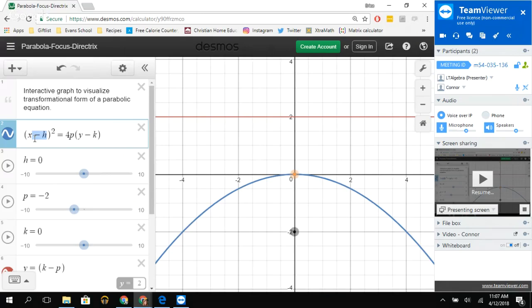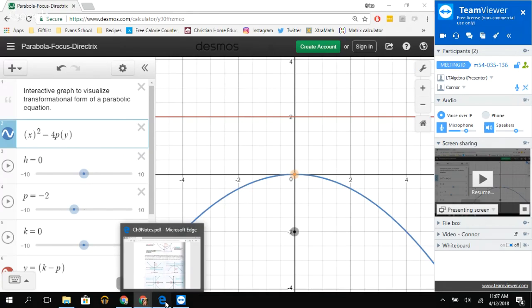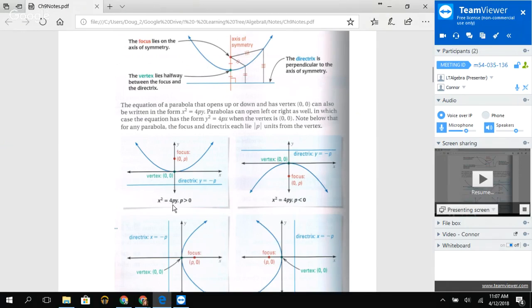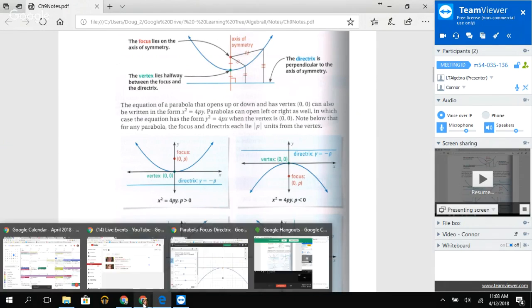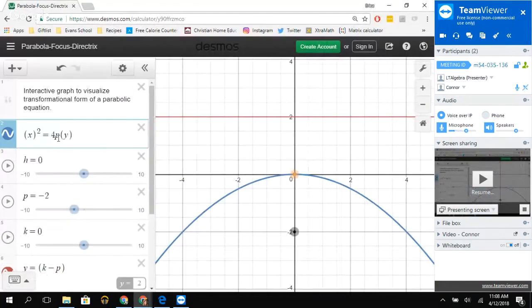So this H term right here is 0, and you can see that, and the K term is 0. And in fact, if I delete those, there we go. This looks a lot more like those equations that are on our sheet: X squared equals 4 times P times Y. Okay. I just wanted to show you that, but we can add an H and a K, and that's basically shifting our parabola around.